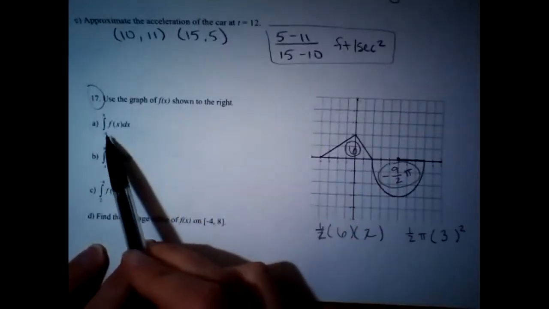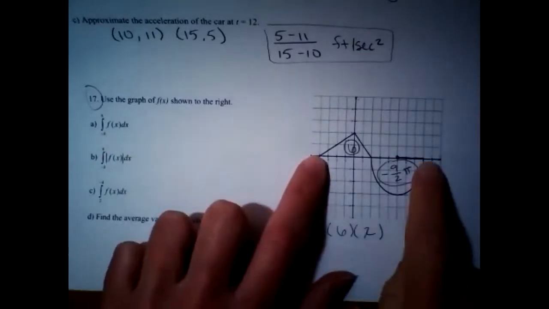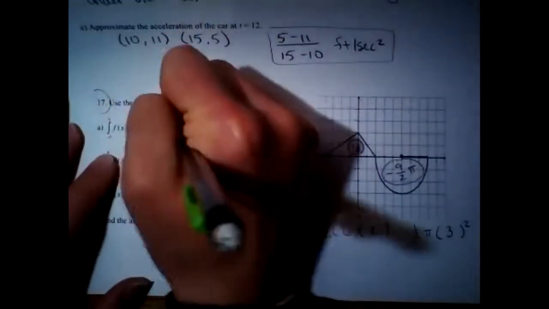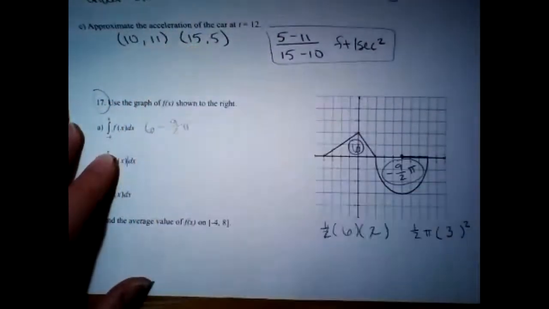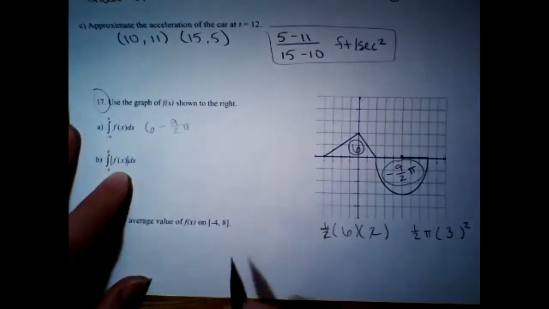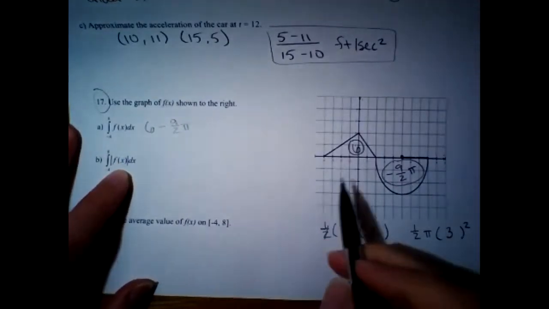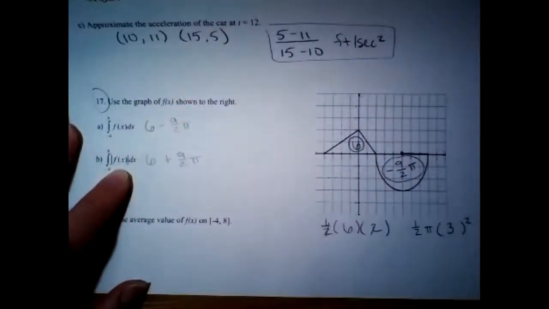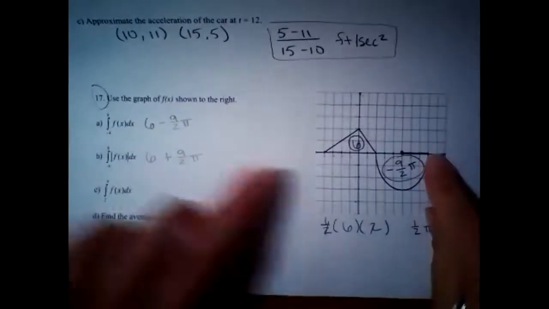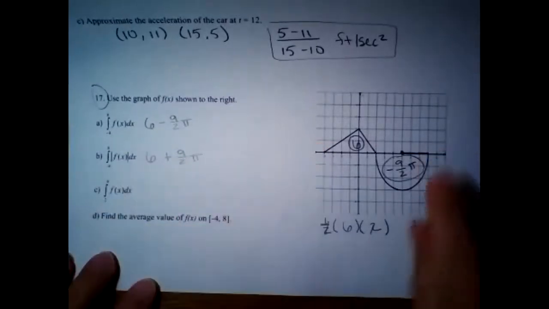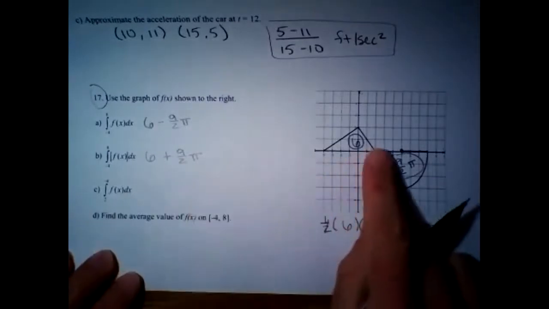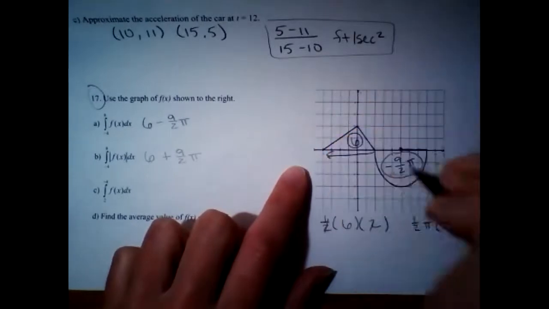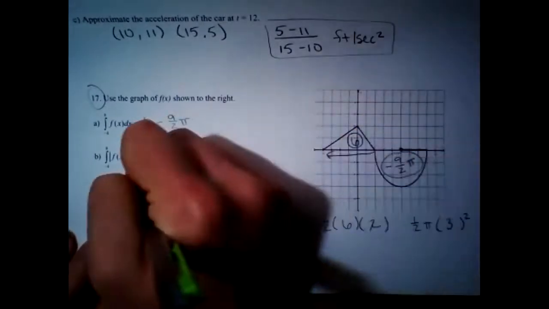Once you have that, you just use it to answer the question. So this first one, we want to go from -4 to 8. So that's the whole thing. So that would just be 6 minus 9/2 pi. And then absolute value means you're going to just treat the whole thing like it's positive. So it'll be 6 plus 9/2 pi. Again, still going from -4 to 8. So it's from here to here. It's the whole thing. And then this one from 2 to -4. So if we go from 2 to -4, we're going backwards. So that would be -6.